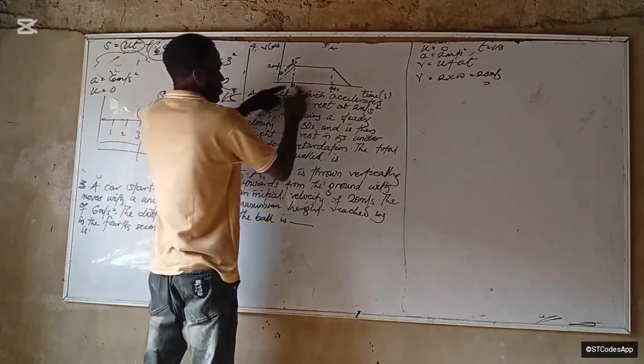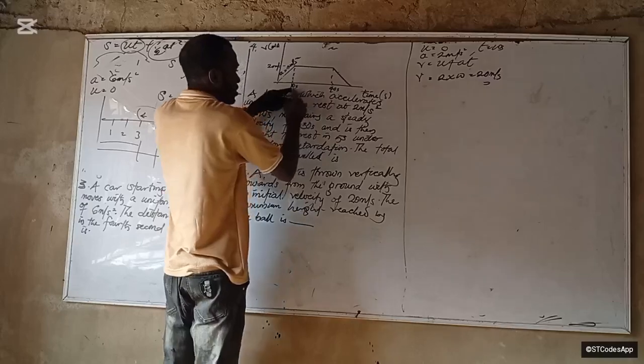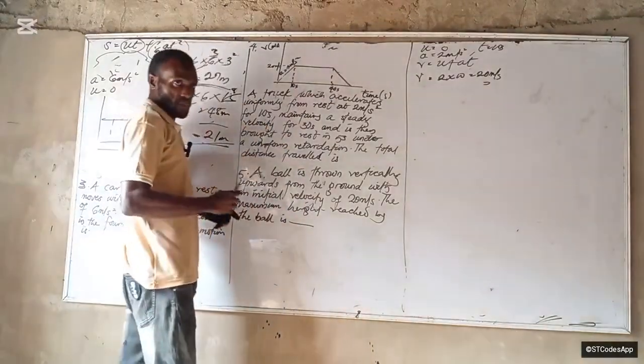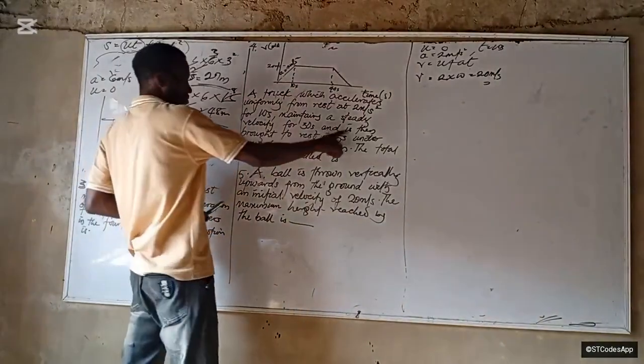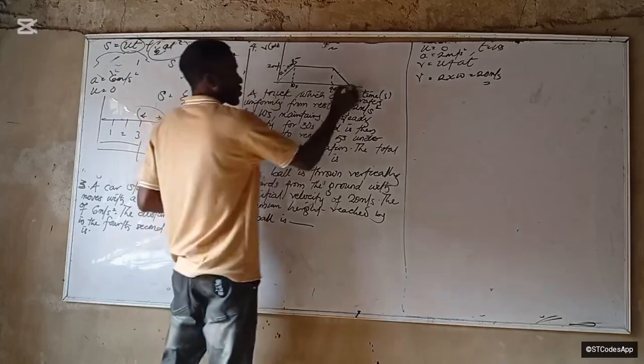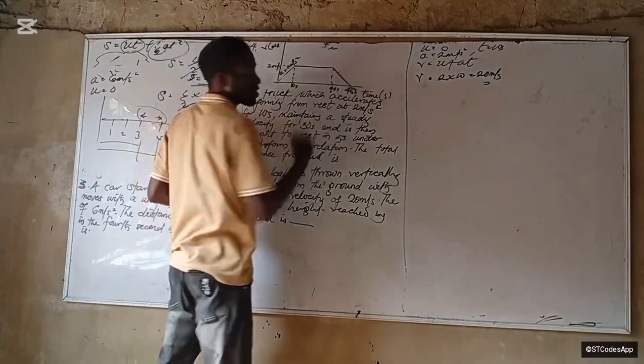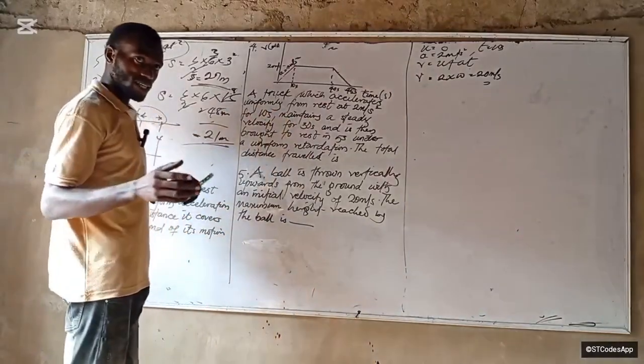So 30 seconds is the time over which it is maintaining it. So from 10 seconds to 40 seconds. So at 40 seconds is when it gets here. Does that make sense? And it's then brought to rest in 5 seconds. So 5 plus 40 is 45. Does that make sense now?